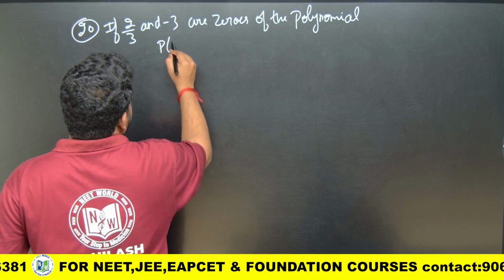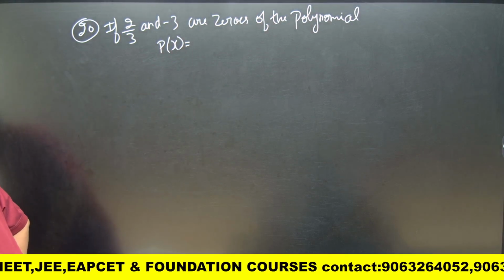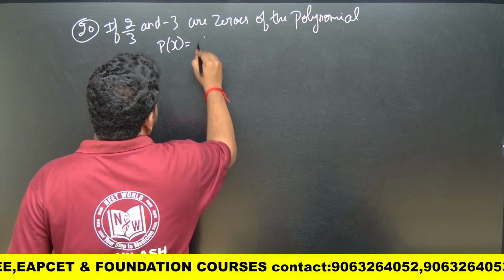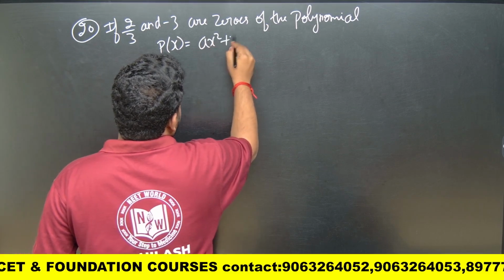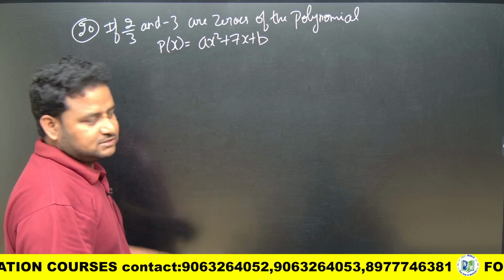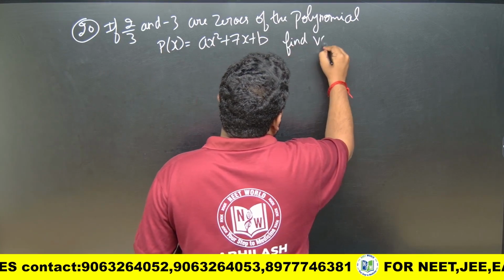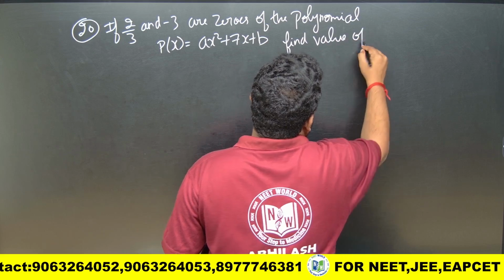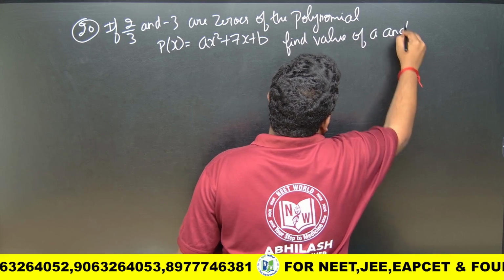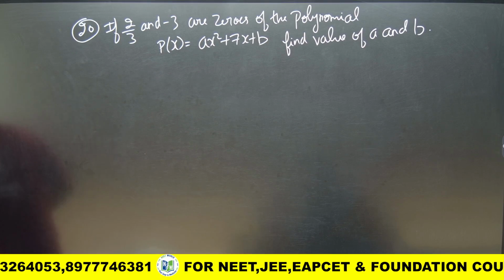p of x is equal to ax square plus 7x plus b. Find the value of a and b. So this is the question that they have given.